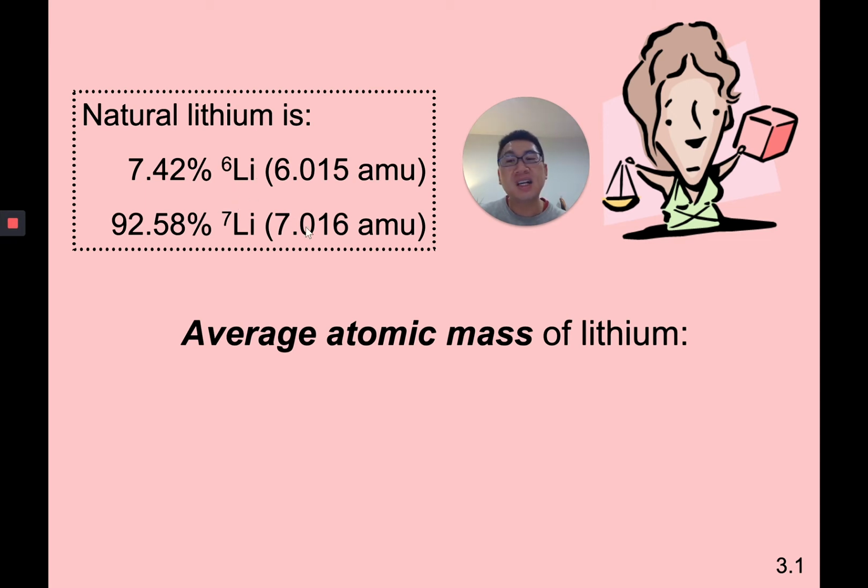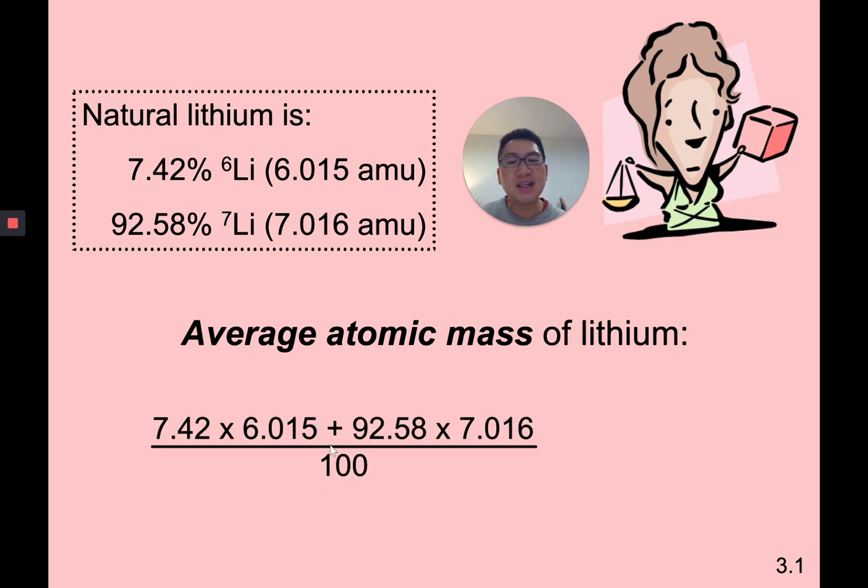In fact, if you had 100 atoms, 7.42 of them would weigh 6, and 92.58 of them would weigh 7. So, thinking about that, if you had 100 atoms, 7.42 of them would weigh 6.015, and 92.58 of them would weigh 7.016. On a calculator, that comes out to be 6.941. The average lithium atom weighs 6.941 AMUs.